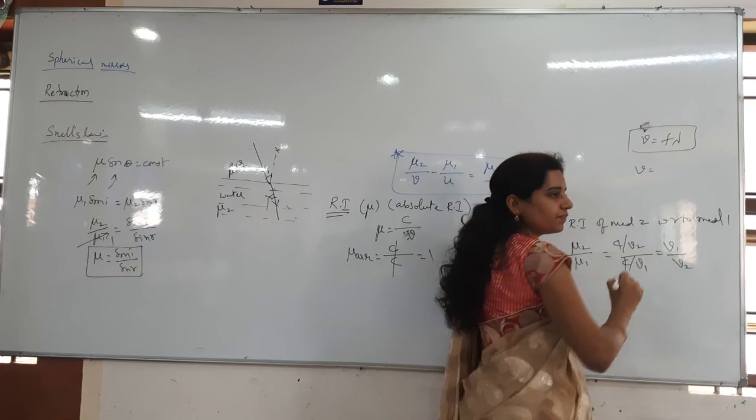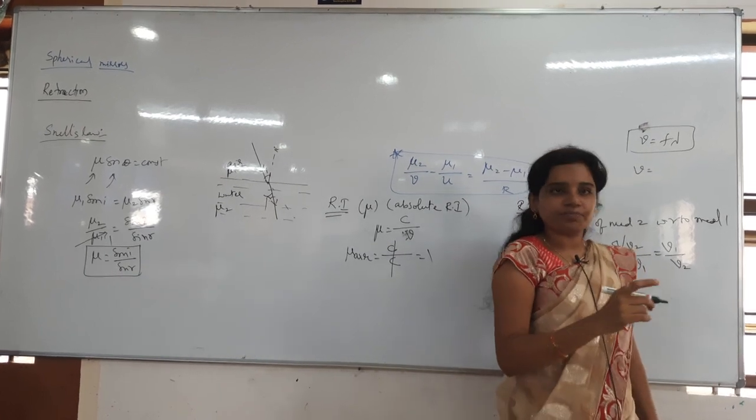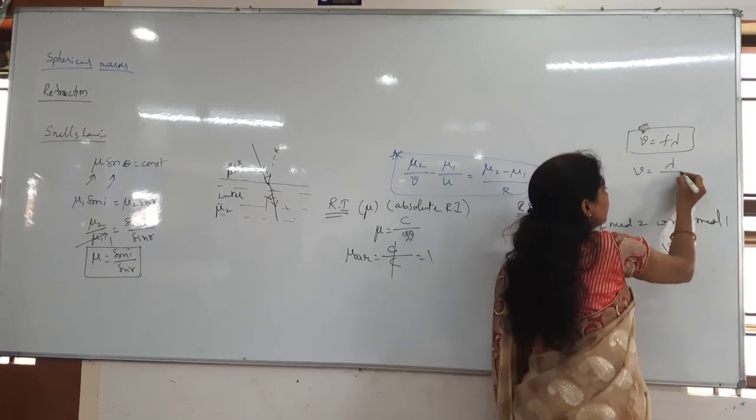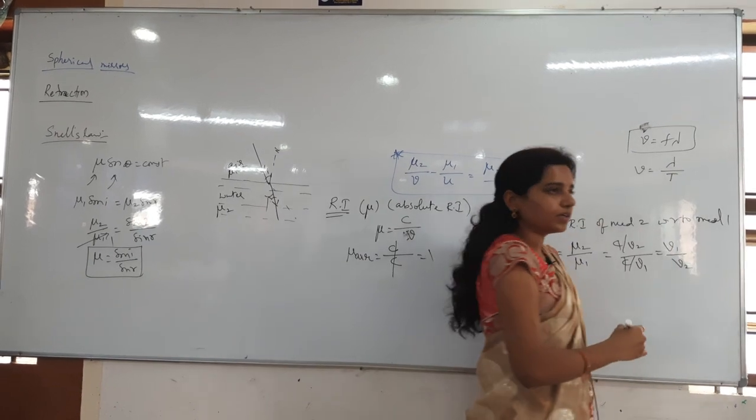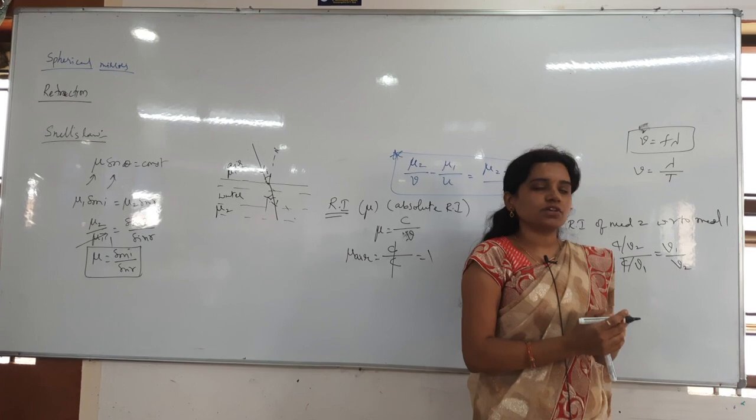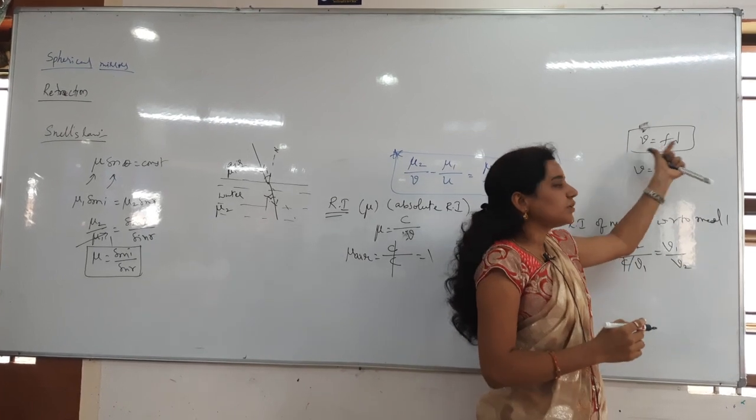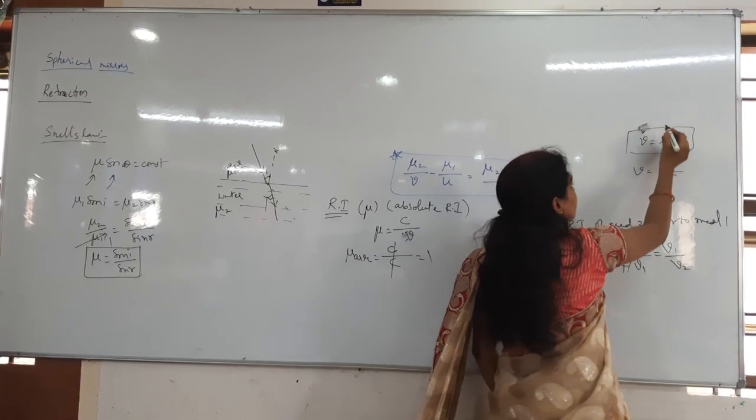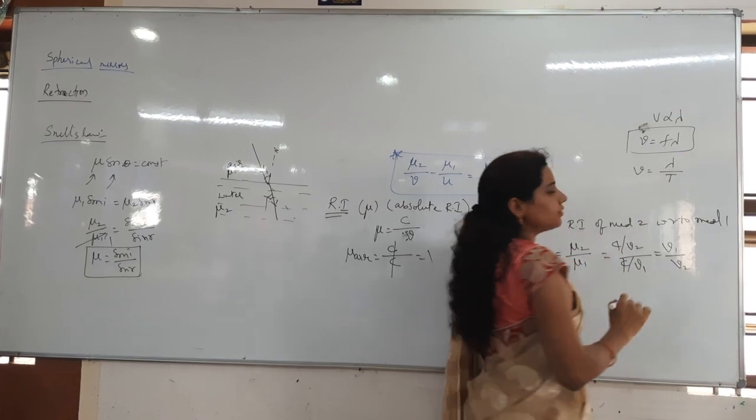Velocity is equal to what? What is the formula for us? Distance by time. So the distance is what here? Wavelength, and then time is t only. 1 by t is nothing but what? Frequency again. Clear? That is how you have to remember that. So V is equal to f into lambda. Then V is directly proportional to lambda.